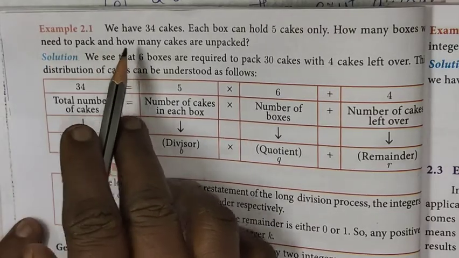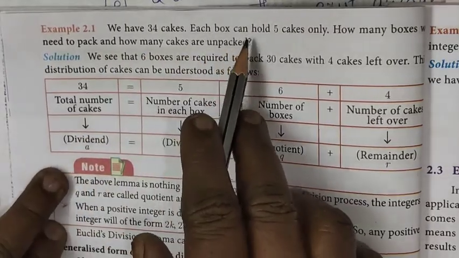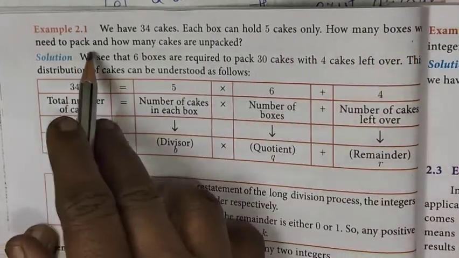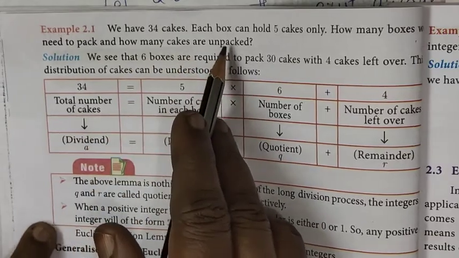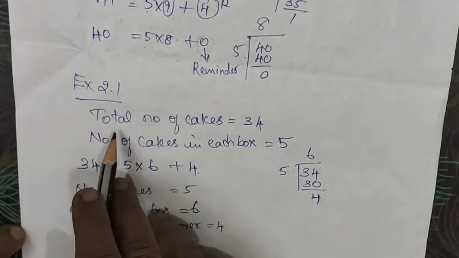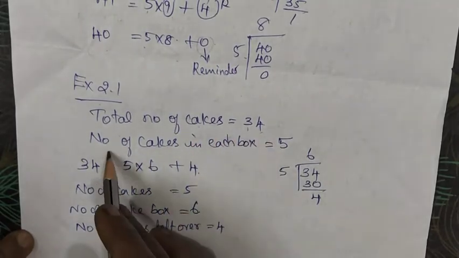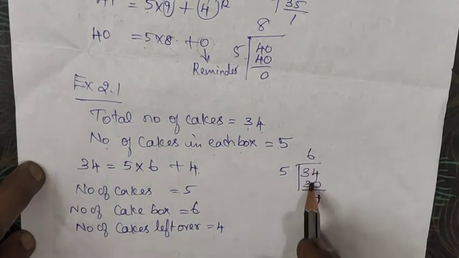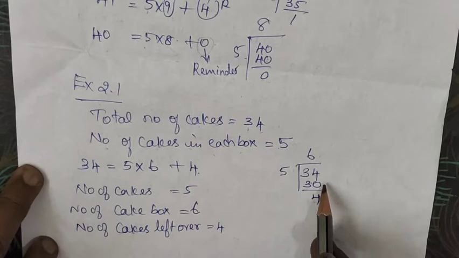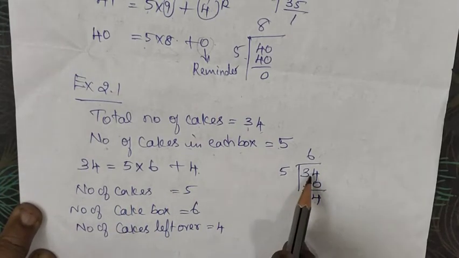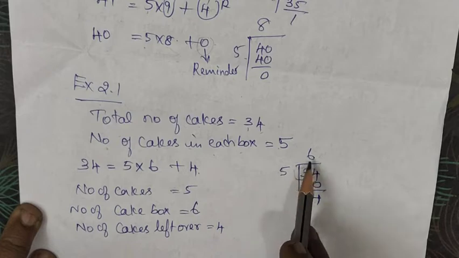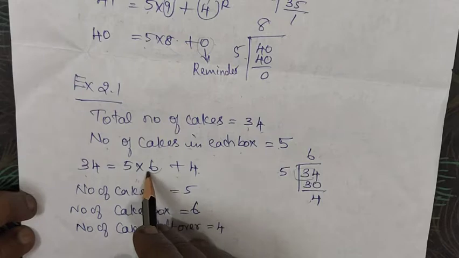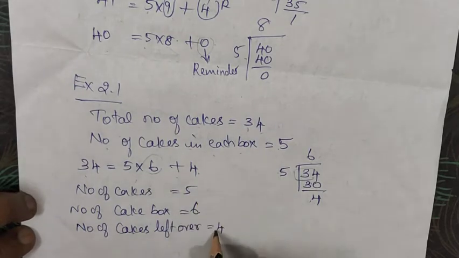Example 2.1, we have 34 cakes. Each box can hold 5 cakes only. How many boxes do we need to pack and how many cakes are unpacked? Now the total number of cakes is 34 and the number of cakes in each box is 5. So 34 divided by 5, 6 fives are 30, remainder 4. By Euclid's lemma we can write 34 equals 5 into 6 plus 4. So the number of cake boxes is 6 and the number of cakes left over is 4.